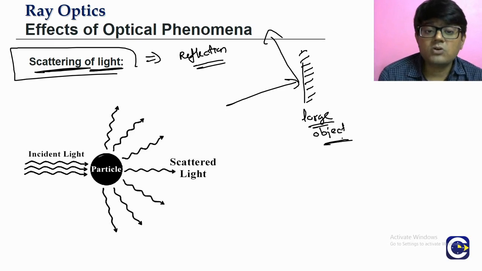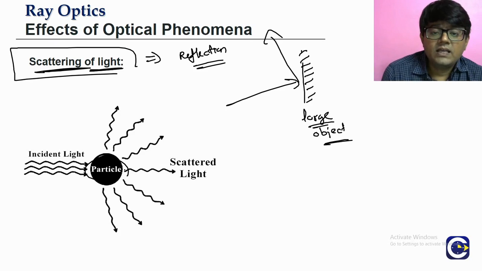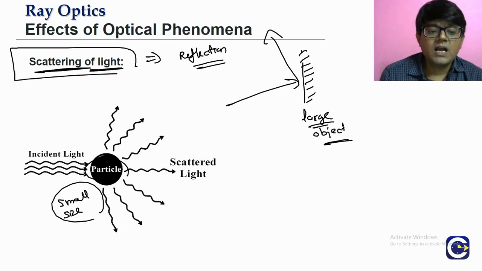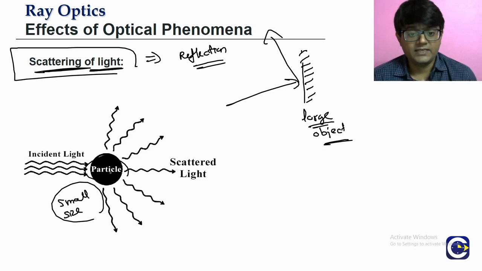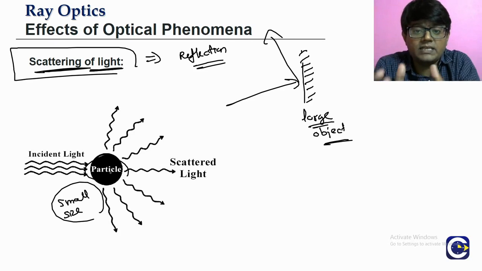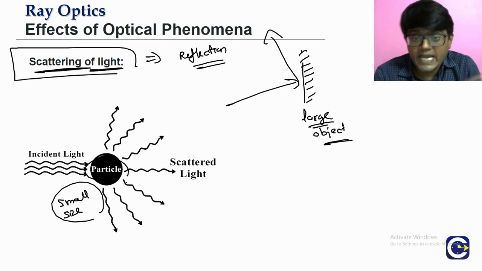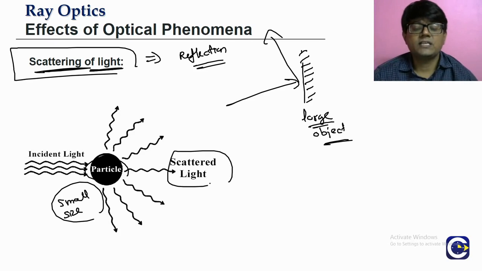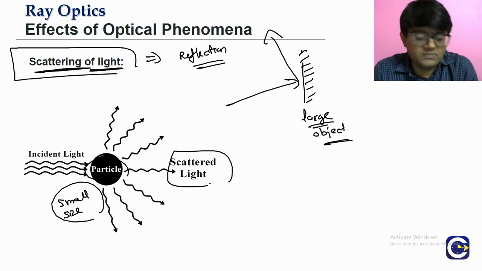Okay, but what about scattering? If the particle size is very small and the particles are encountering the incident light, whereas if a large object is encountering the incident light, that phenomenon we call what? Reflection. If small size particles, like the molecules or the ions, are encountering the light, then the phenomenon that we'll observe in that case will be called what? Scattering. So when the incident light is falling on particles of small size, typically the molecular particles, we'll call it what?